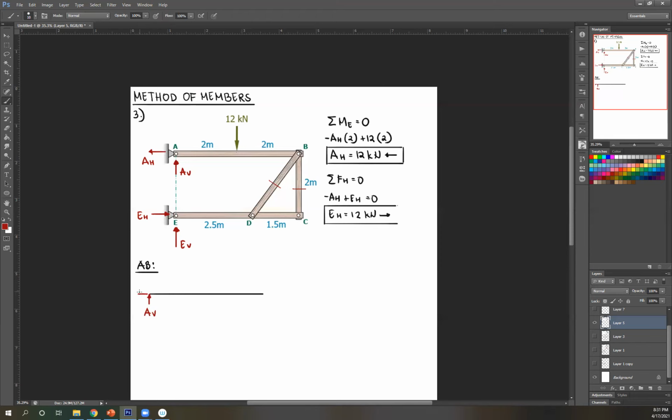So this is AH. Next, there's an external force here. So don't forget that. 12 kilonewton. And then there's gonna be reactions at this side as well. Okay. So again, you can just guess. So this is your BH, BV, right? And then we have 2, 2.